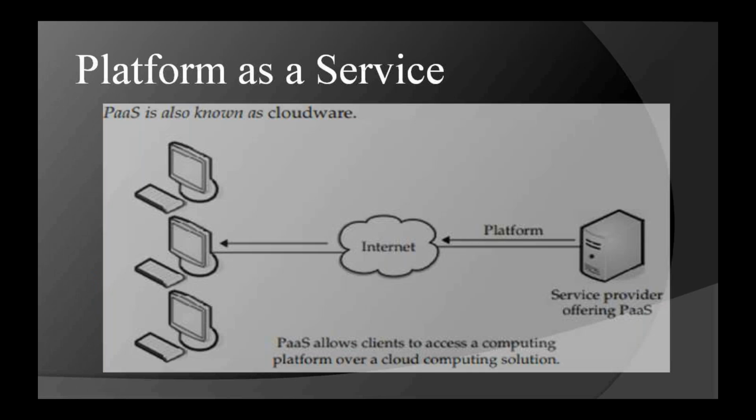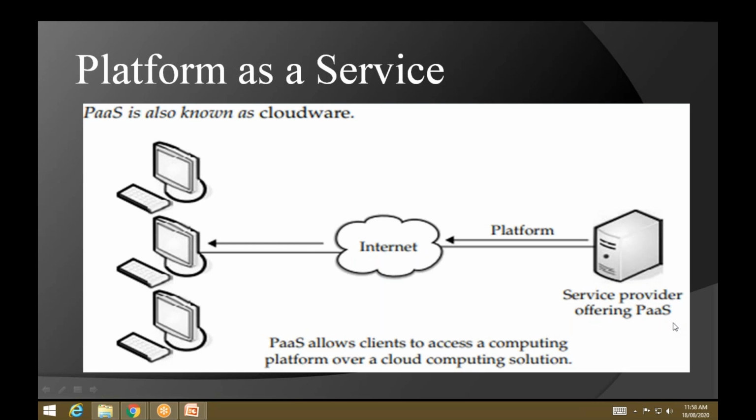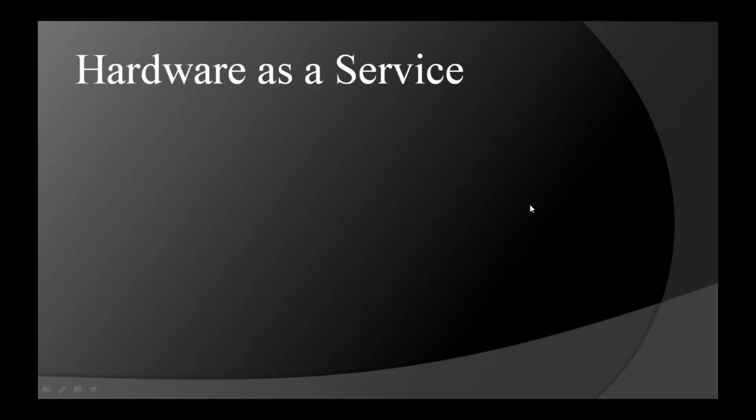If I see it through the diagram, here the service provider is offering the PaaS. It is giving the platform through the internet, and as a client I am accessing the platform through the internet only. I do not need to download any exe files or a set of files from the internet, or install them. I just go through the providers and use the platforms. So this is about platform as a service. And the last, I have hardware as a service, or I can say infrastructure as a service.